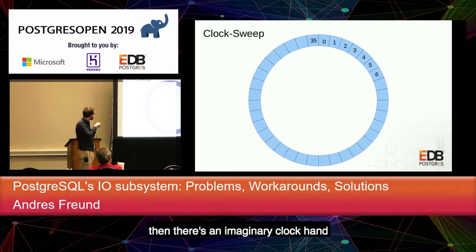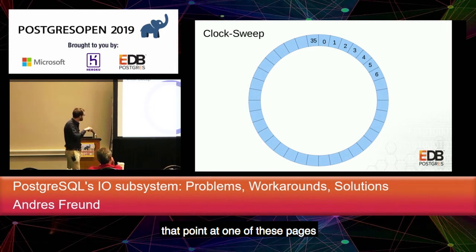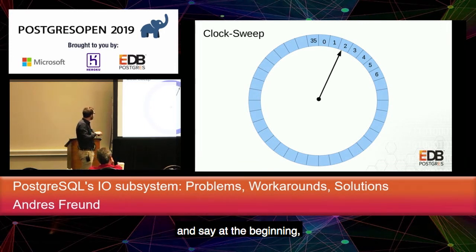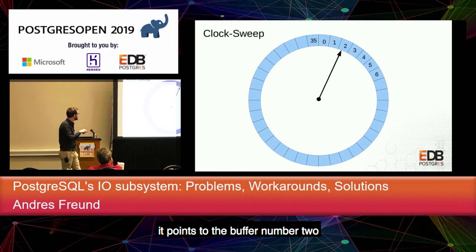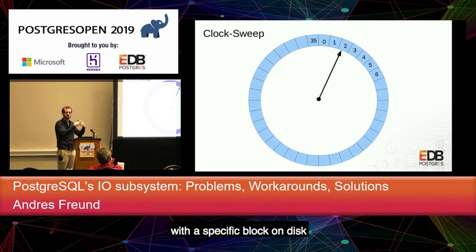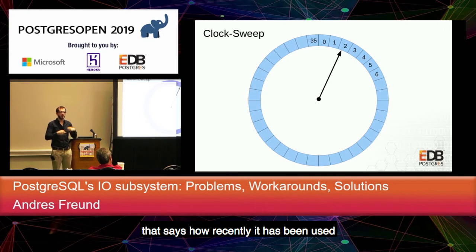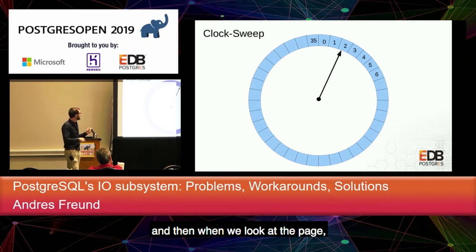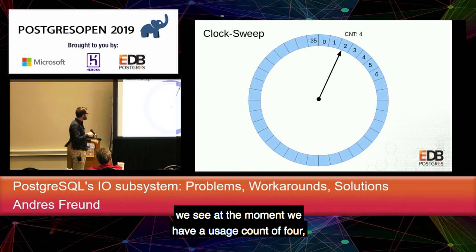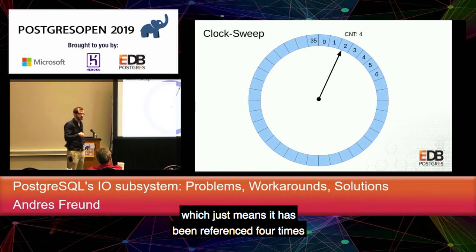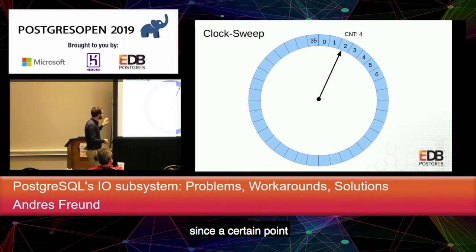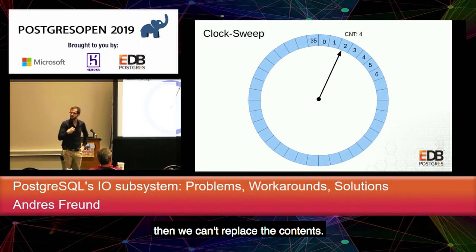then there's an imaginary clock hand that points at one of those pages, and say at the beginning it points to buffer number 2, and that buffer number 2 is associated with a specific block on disk, or within a table and so on. And for each of those, we have a count that says how recently it has been used. When we look at the page, we see at the moment we have a usage count of 4, which just means it has been referenced 4 times since a certain point.